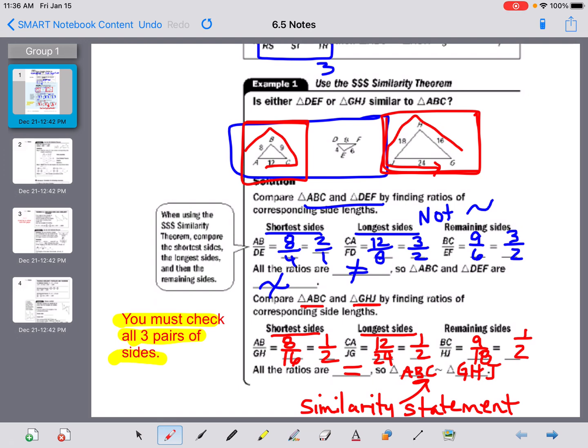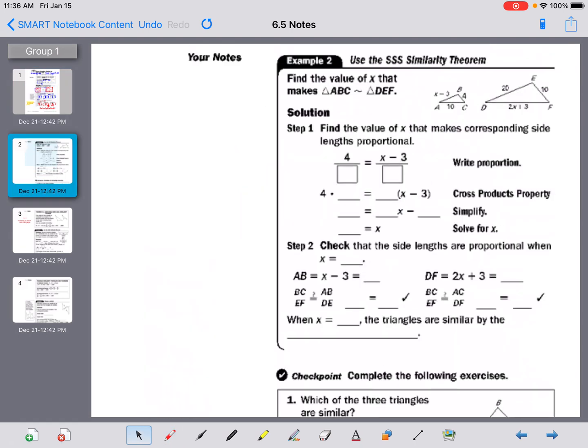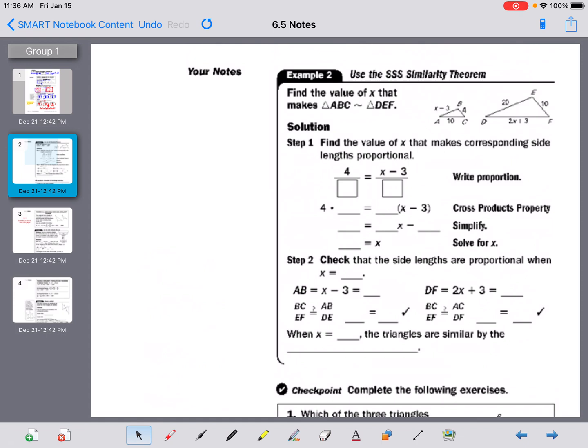All right, so the first one, side beside side, all three sets of sides have to be in the same scale or scale factor. Moving on to page 2. It says find the value of x that will make these triangles similar, okay? Well, to make these triangles similar, we need sides that match as far as they have the same ratio or they're in the same proportion.